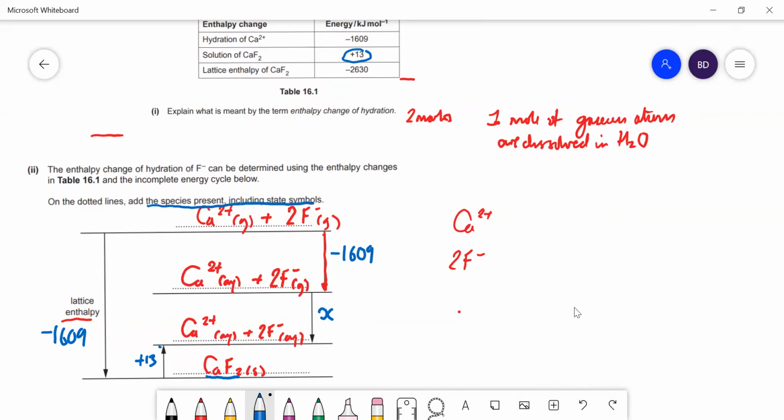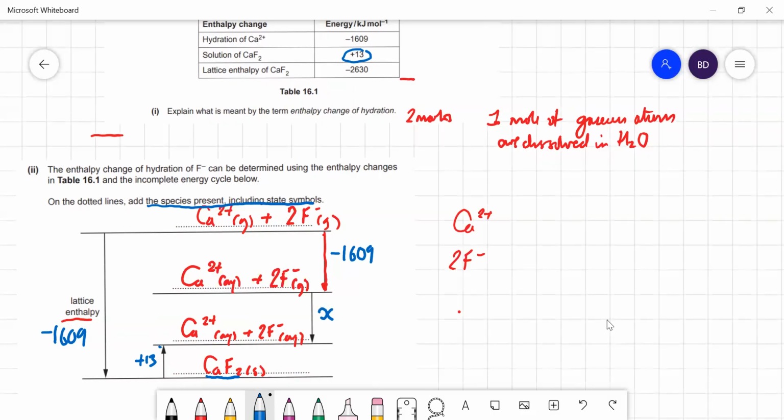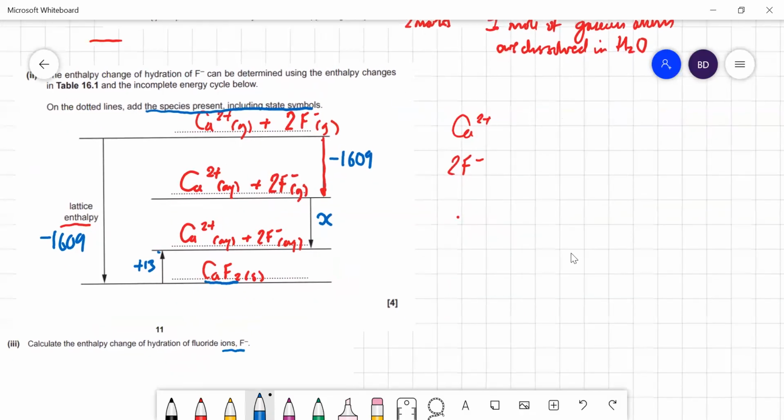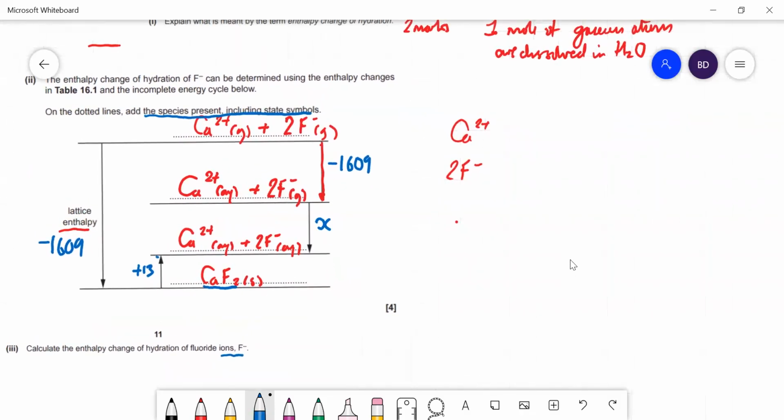And in the next bit of this question, it says calculate the enthalpy change of hydration of the fluoride ion. Well, look at X. What are we doing for X? We are hydrating 2 moles of fluoride ions here. We're going from 2F- gas to 2F- aq. Right, let's work out the value of X.